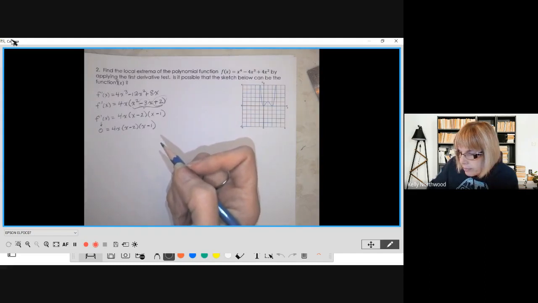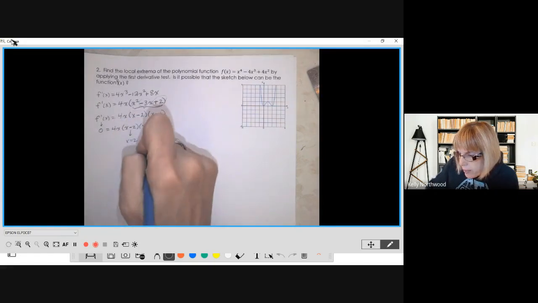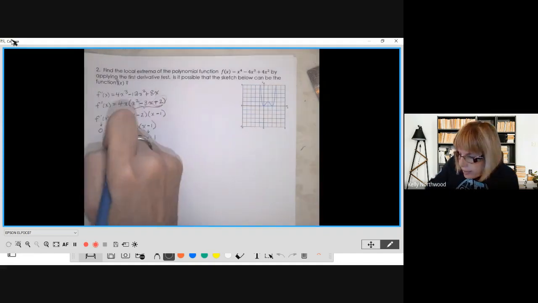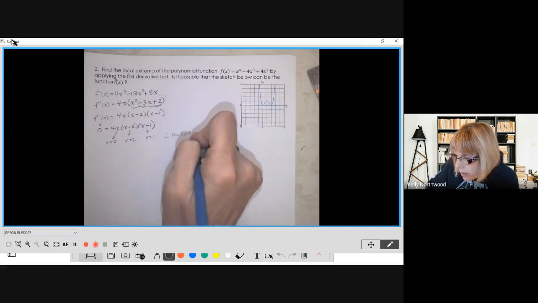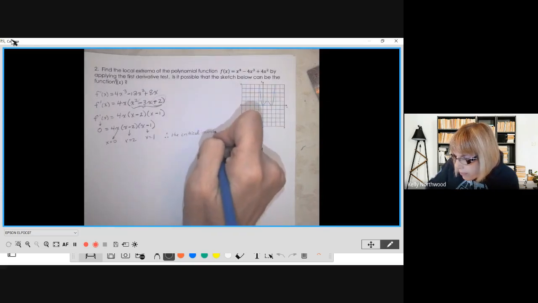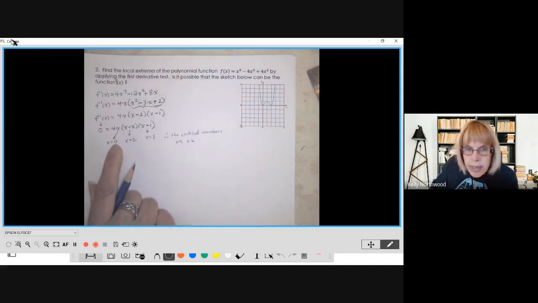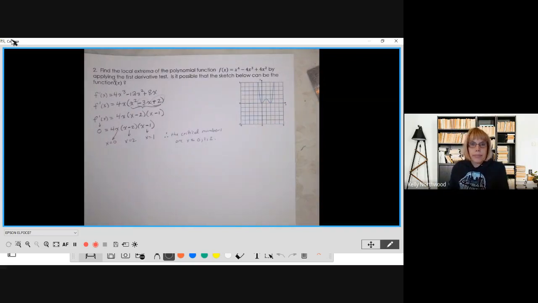I think these two you'd all get. Which one am I missing? 0. Right, this x here, x equals 0. So therefore, the critical numbers are x equals, so let's put them in order from smallest to biggest, because that's how we're going to use them for the first derivative test. So 0, 1, and 2 are our critical numbers. And the critical numbers are what you use to do your first derivative test.